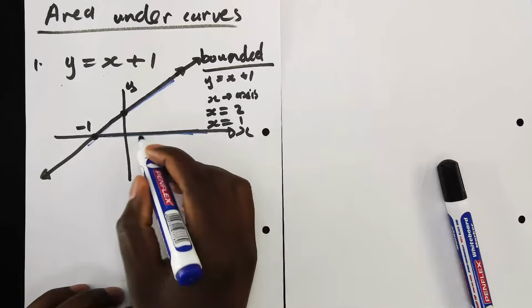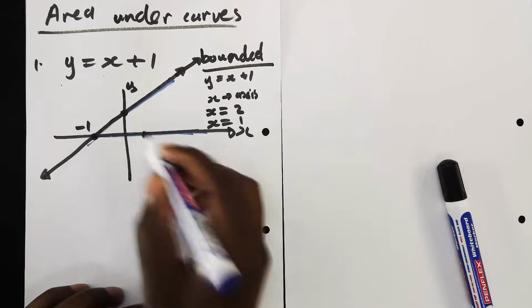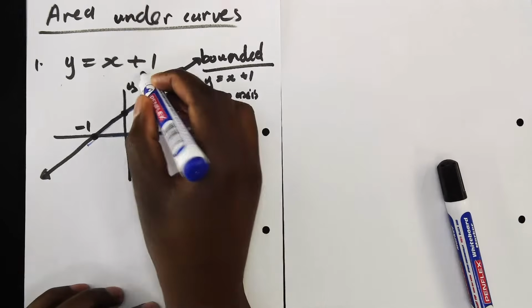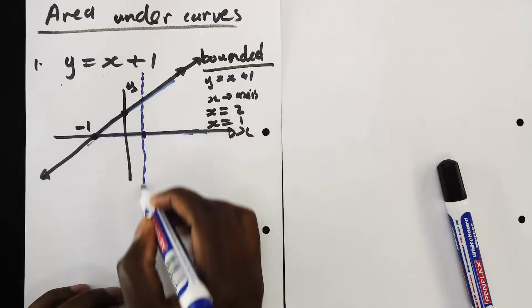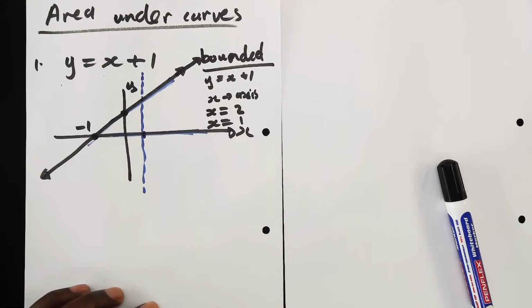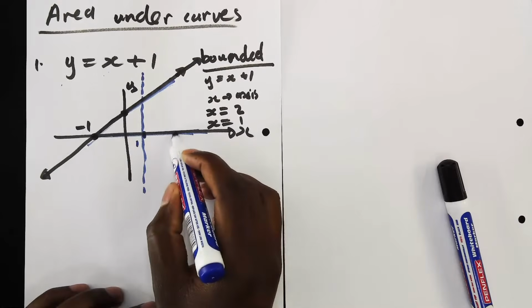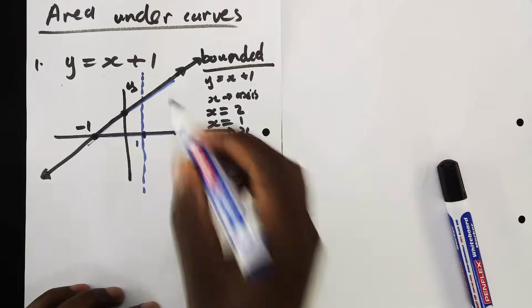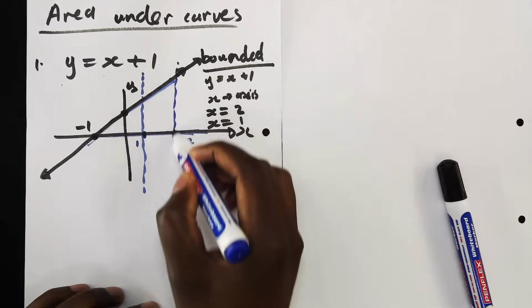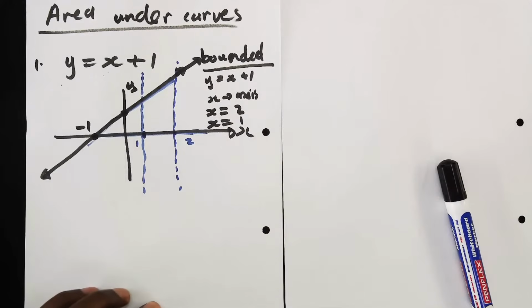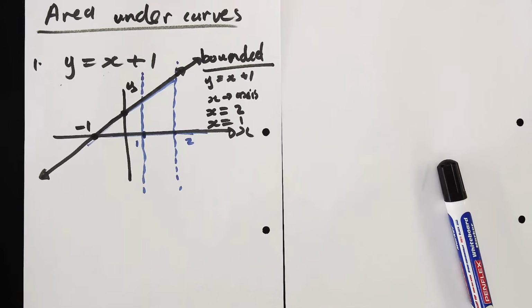So they said by line y equals 1. Let's say 1 is here, so line x equals 1. Number 2, let's say this is 1 and this is 2 units. So by line x equals what? x equals 2. Right, so now we are given the boundaries, or the shape, here.